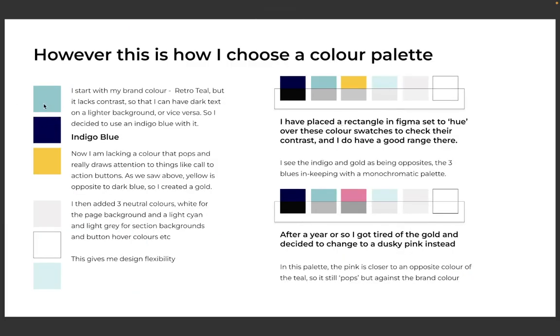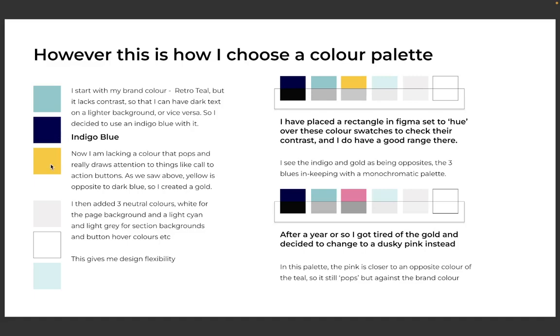So starting with the brand teal, I noticed though that it lacks contrast. If I use that teal on a white background for text, or use white on a teal background, it will barely stand out. So I realise that I need a darker colour for text. So I've chosen an indigo blue.